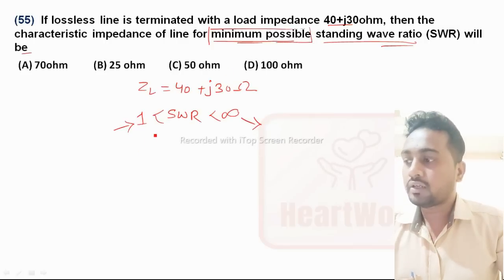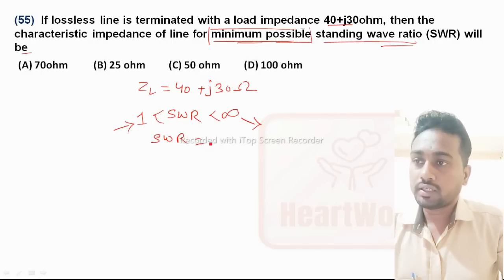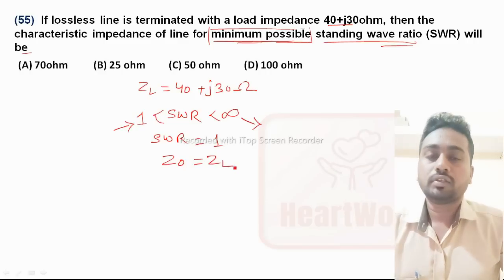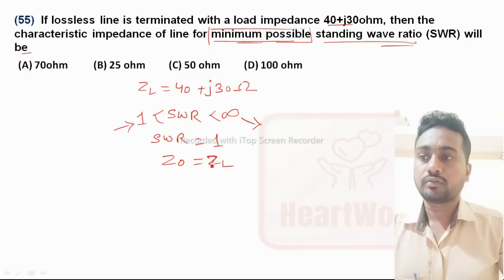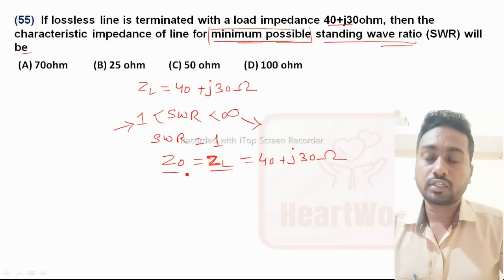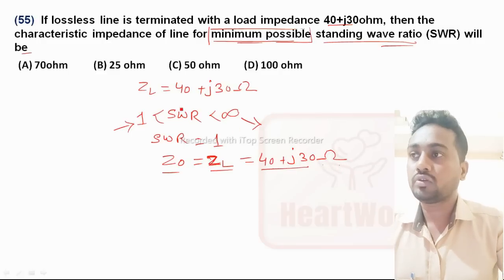So SWR is 1. Whenever SWR is 1, that is minimum, then always Z naught equals ZL, which means characteristic impedance is equal to load impedance. So here load impedance we have already been given, 40 plus j30 ohm. So this load impedance equals the characteristic impedance. The characteristic impedance value is 40 plus j30 ohm, which we need to calculate.